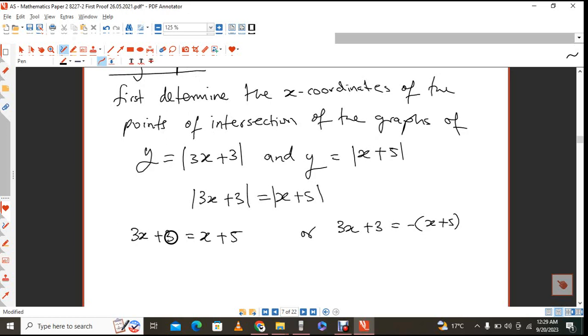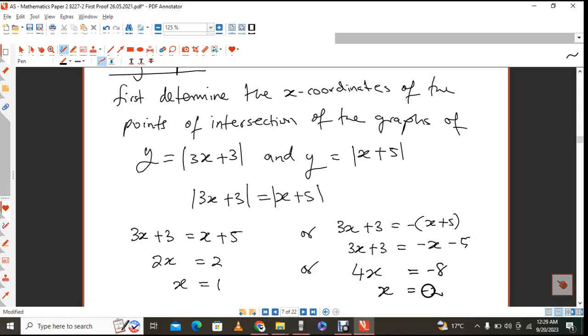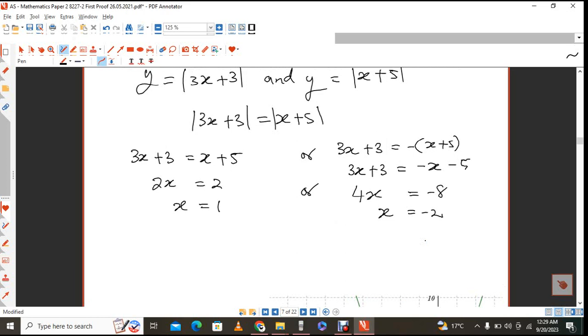All right, and you solve for x. That's going to give you two values, so this is nothing but 2x equals 2, so x here will equal 1. Or you have to be a bit careful with this one because you are going to distribute that negative. It's going to change everything inside. So it's going to be 4x over there equals eventually negative 8. So x equals negative 2. Now, what you're going to do after that is draw the two graphs. And I actually have done it already for you.